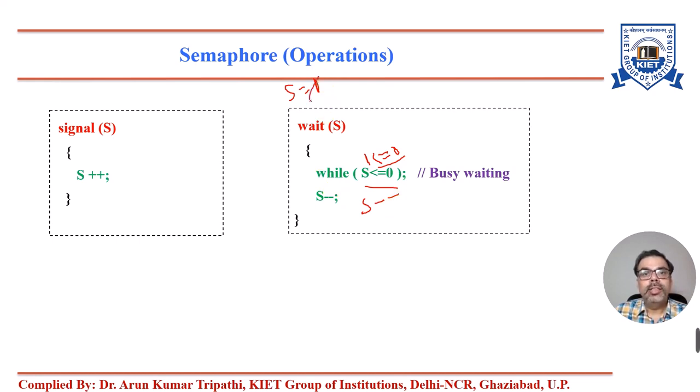Now, when this is 0, if another process wants to enter into the critical section, this condition will get satisfied. 0 is less than or equal to 0, so it cannot enter into the critical section. While leaving the critical section, a process will increase the value of S by 1, S plus plus. So now another process can enter into the critical section. So semaphore S is a shared variable that allows one process to enter into the critical section.